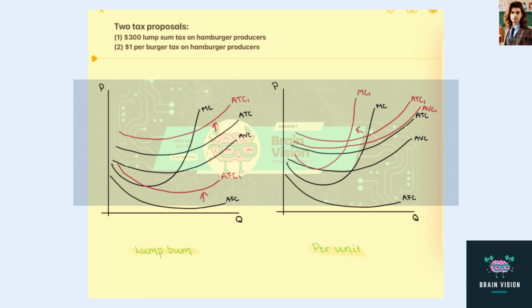And what we know is that fixed cost is not impacted by the quantity produced. So because this per unit tax is based entirely on this quantity produced, we can expect our average fixed cost to remain the same. So to sum it up, this lump sum tax increased our fixed costs and our total costs, whereas the per unit cost increased all of our curves except for the fixed cost.